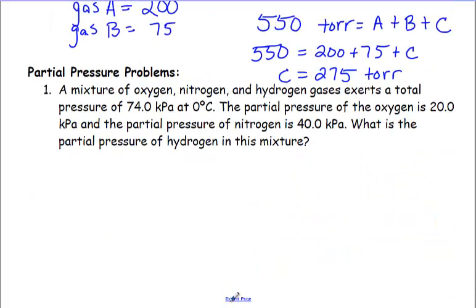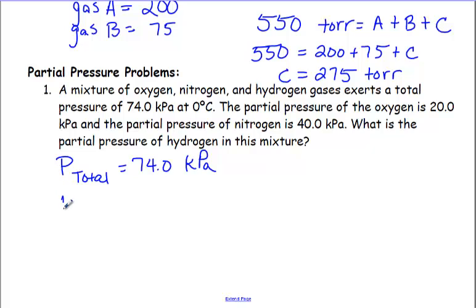So the first example here, let's do some to apply this. A mixture of oxygen, nitrogen, and hydrogen gases exerts a total pressure of 74 kilopascals. The partial pressure of the oxygen is 20, and the partial pressure of nitrogen is 40 kilopascals. What is the partial pressure of the hydrogen? So this is going to be your P total. They give this to us. Our P total is equal to 74.0 kilopascals.